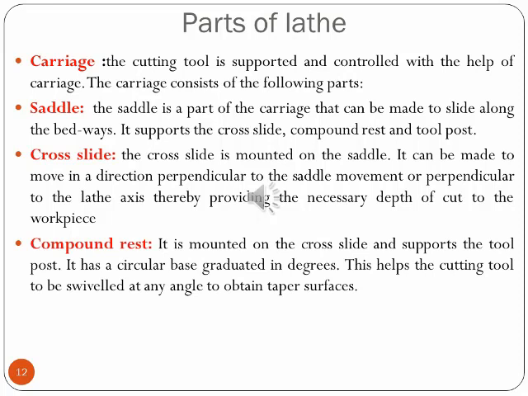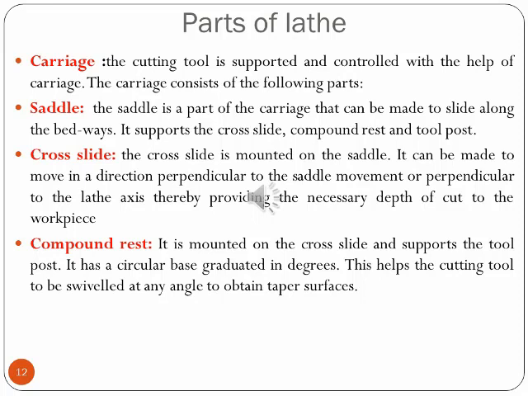The next part of the lathe is the carriage assembly. The carriage assembly serves to support the tool and rides over the bedways longitudinally between the headstock and the tailstock. It is composed of 5 major parts, that is the saddle, the cross slide, the compound rest, the apron and the tool post. We shall see about the apron and the tool post in the next slide. In this slide we shall cover the saddle, the cross slide and the compound rest.